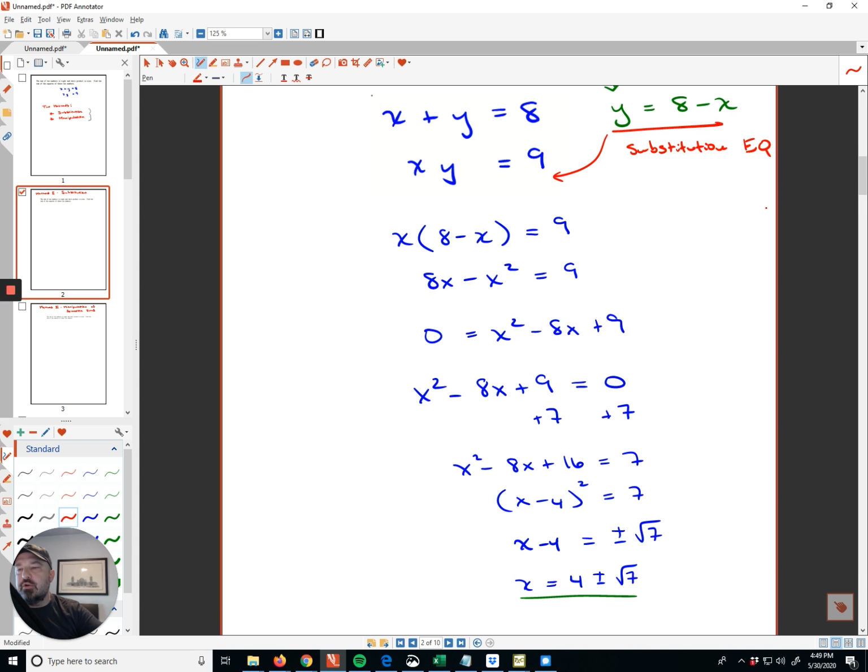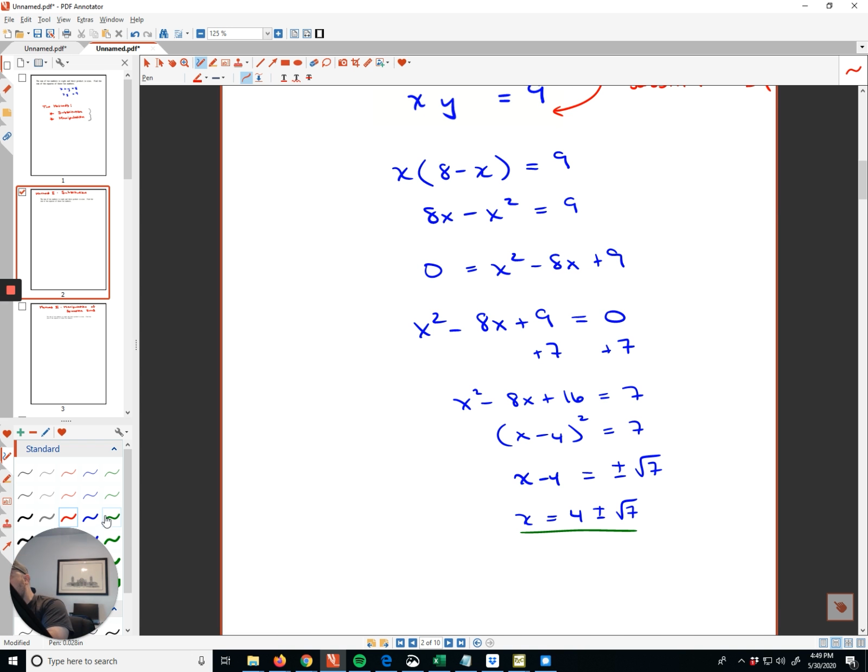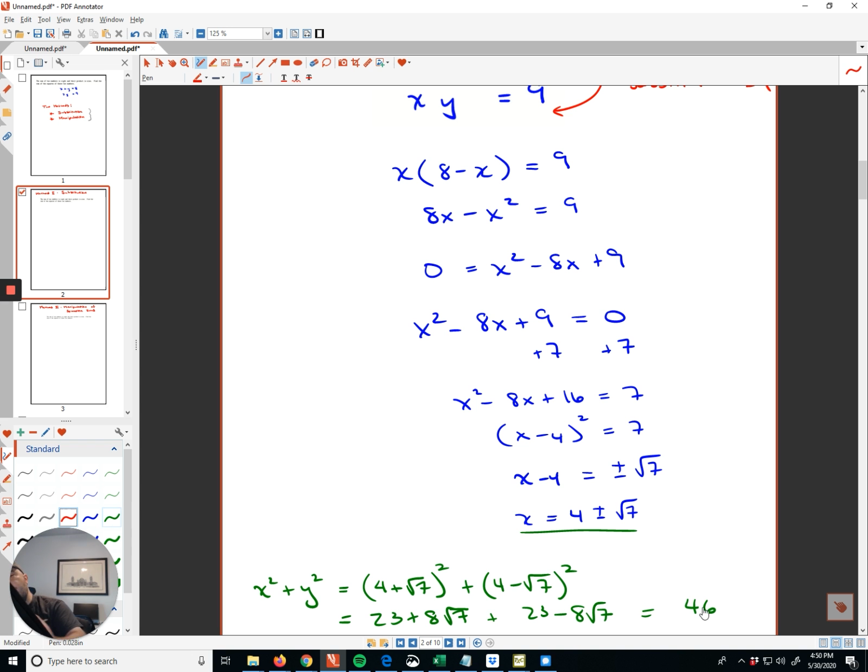So what can we do now? Well, we want the sum of the squares of x and y. x is 4 plus the square root of 7, y is 4 minus the square root of 7, and vice versa. So in some order, these are what we're talking about. If we expand each one, we get 23 plus 8 root 7, and then we get 23 minus 8 root 7. And so our answer is 46.